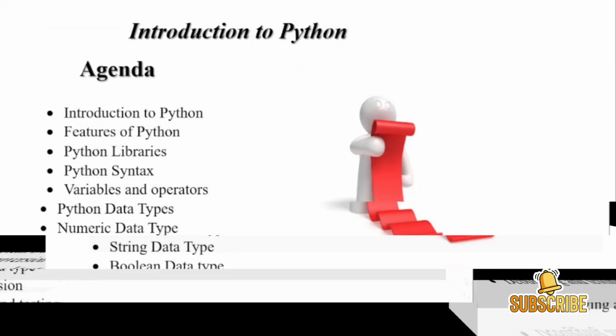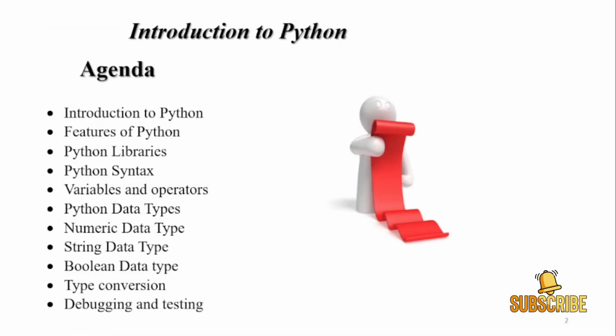Going to cover the history of Python, or how the Python programming language came about, the features of this language, Python libraries, the different libraries that we need to use in data analysis and data science, and the Python syntax. We are going to discuss variables, data types, and data conversion. That is what we are going to discuss in this session. Of course, we also discuss debugging and testing.